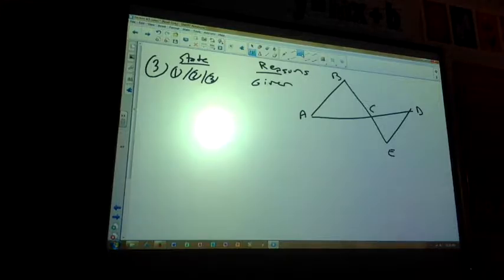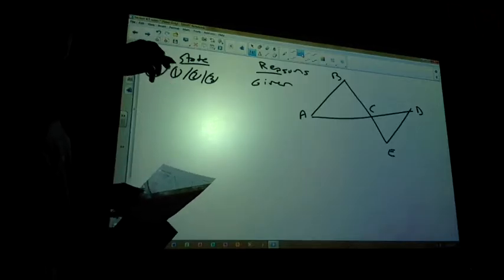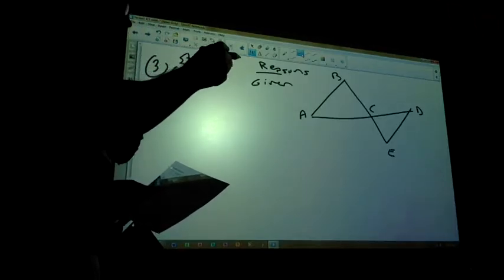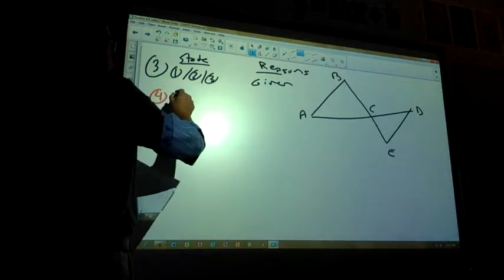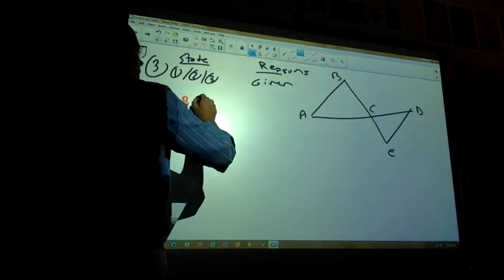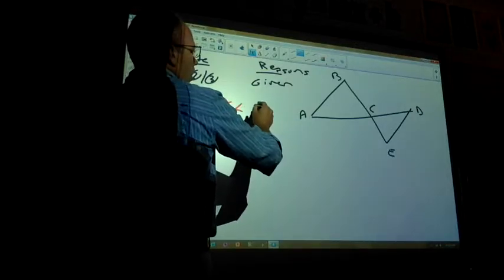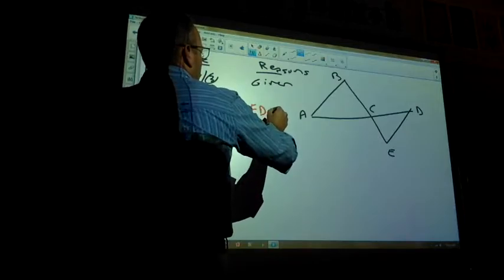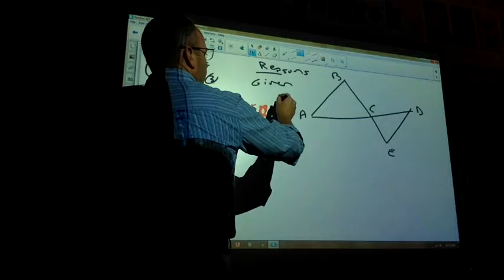Yeah, because they're vertical angles, right? Without even looking at the givens, you should be able to see that you have vertical angles up there. So your fourth statement on here probably should be angle BCA is congruent to angle ECD, and that's E. That's a C, sorry about that. And that's vertical angles.